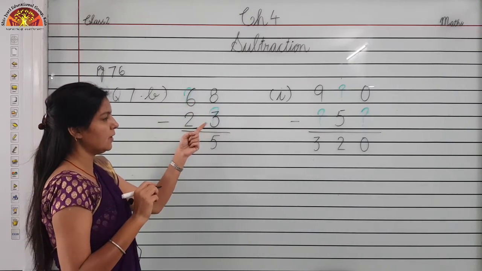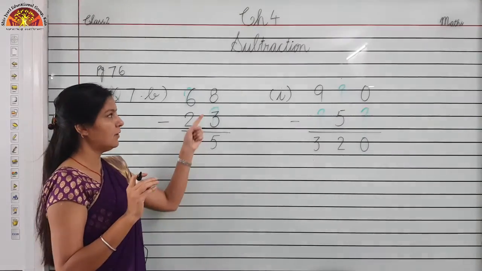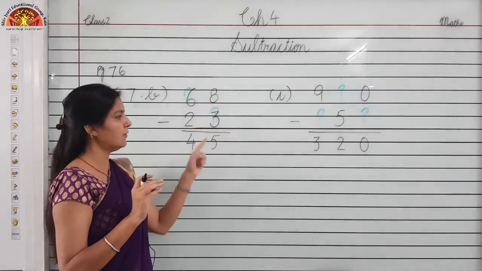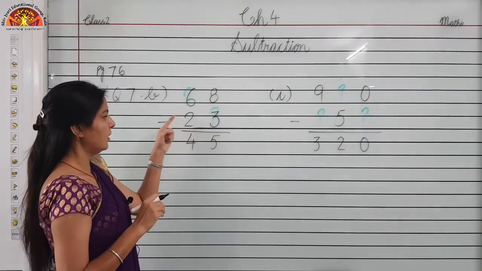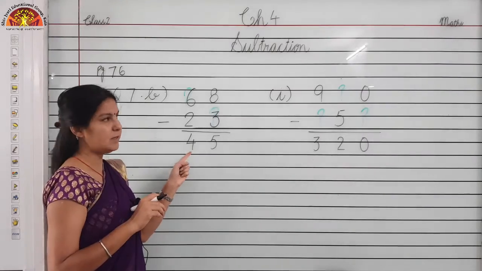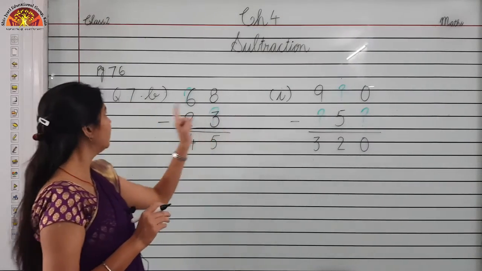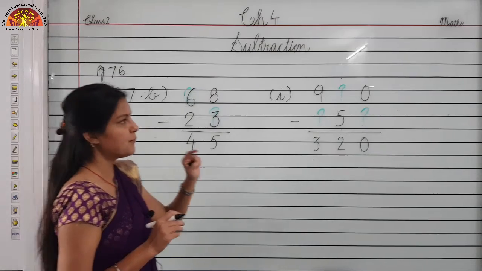8 minus 3 will be 5. After counting 3, we will reach at 8, then we will get 5. Now 6 minus 2 is equal to 4. It means our sum is correct. Now let us see one more part of question number 7.